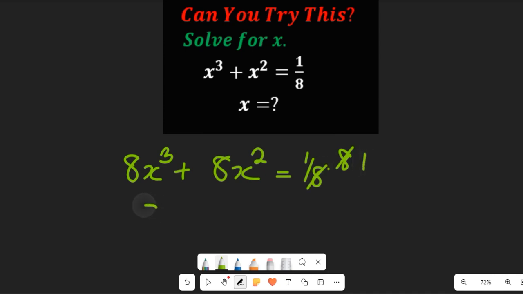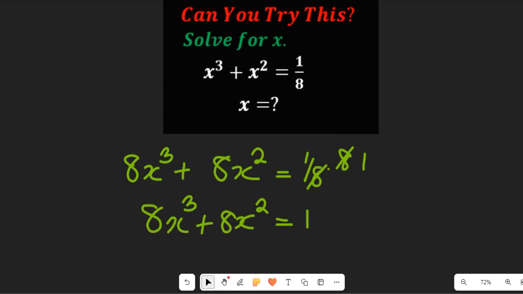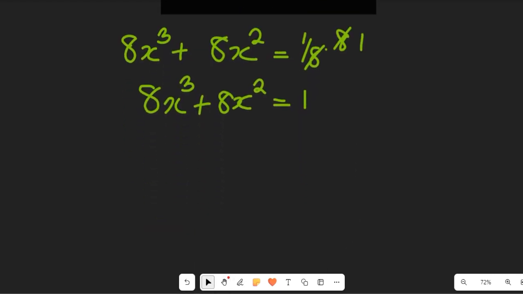And then I'll have 8 multiplied by x to the power of 3 plus 8 multiplied by x to the power of 2, and that will be equal to 1. Great. Now what do I do from here? At this point, I'm simply going to simplify.